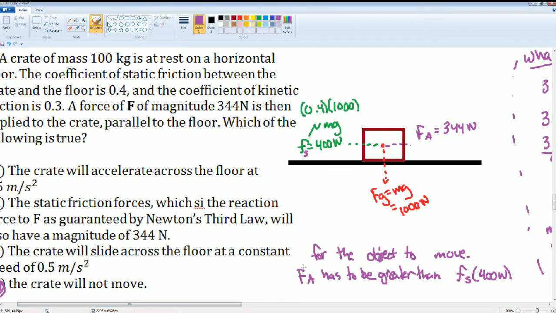For the object to move, Fa has to be greater than 400 newtons. Because why? Force of friction is 400. The current applied is 344. 344 is smaller than 400. That's why the crate would not move.